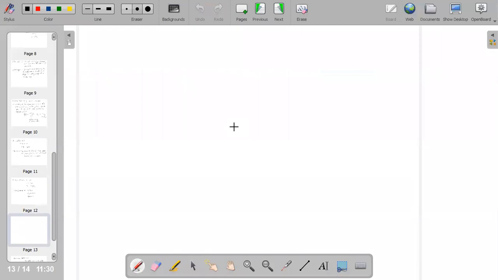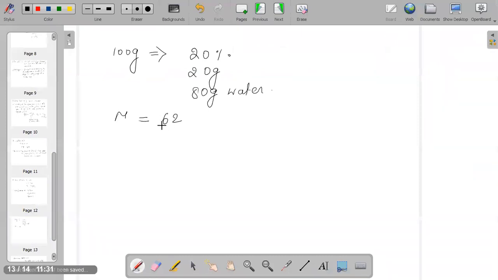Suppose 100 gram of solution is going to contain 20% ethylene glycol. Hence we can say that 20 gram is ethylene glycol and the rest, that is 100 minus 20, 80 gram is water. So find out the molar mass of ethylene glycol. We can say the molar mass of ethylene glycol is equal to 62 grams per mole.